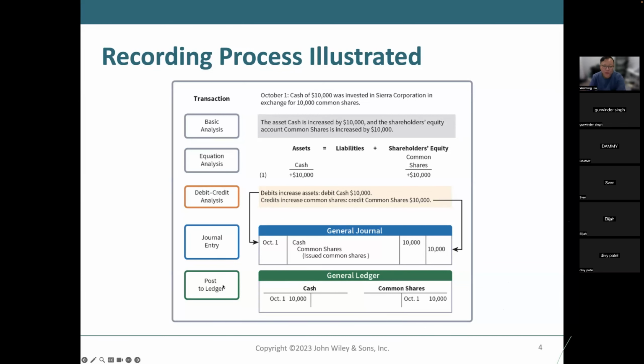And now you're going to post this journal entry to the ledger. So under the general ledger, you have a cash account, T account. You also have a common shares T account. So when you debit something, you put it onto the left side of the T account. If you credit something, you put it to the right side of the account.